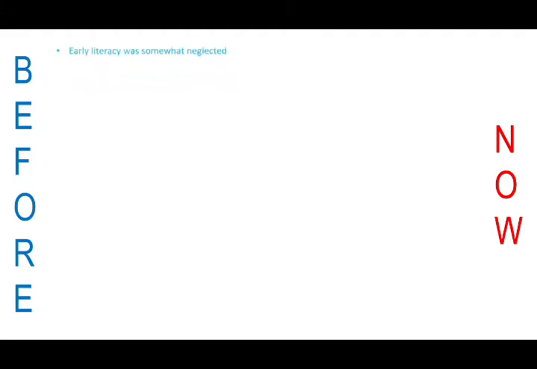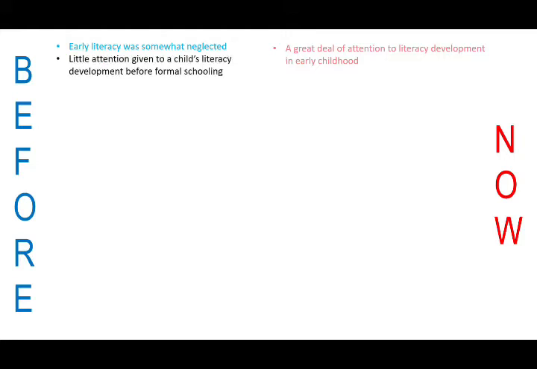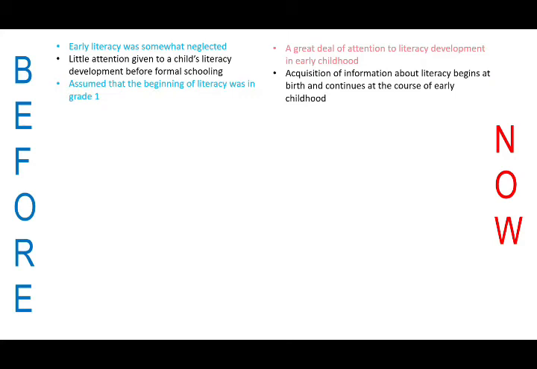Alright. So before, class, there is an understanding that early literacy was somewhat neglected. Now, a great deal of attention is given to literacy development in early childhood. So, before, little attention was given to a child's literacy development before formal schooling. Now, acquisition of information about literacy begins at birth and continues in the course of early childhood. Before, they assumed that the beginning of literacy was in grade 1. Now, development of literacy starts in the child's earliest years.